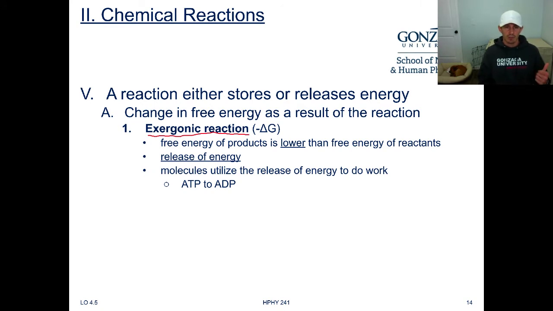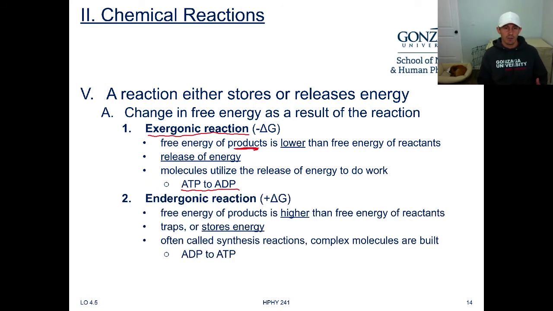So an exergonic reaction, at the end of the reaction, has released energy, and the energy level of the products is lower than the free energy of the reactants. So when you end up with a lower amount of energy, a negative delta G, that means it's an exergonic reaction. An example of this is hydrolyzing or breaking ATP, breaking off one of those phosphodiester bonds and releasing the energy in order to do work, and that's an exergonic reaction.